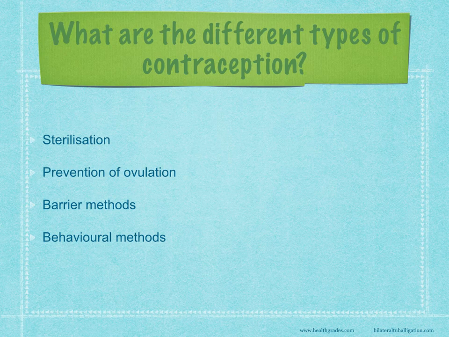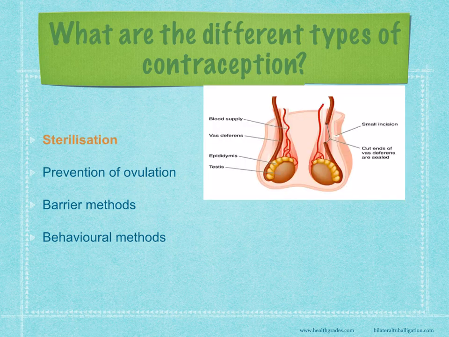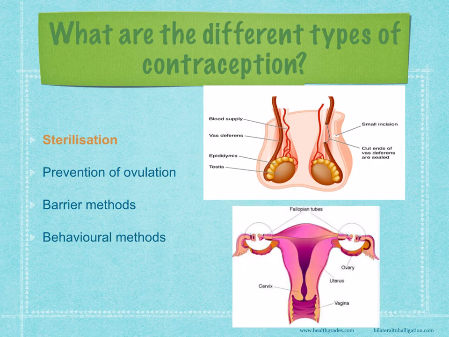You've got different types of contraception. You've got sterilization, prevention of ovulation, barrier methods, and behavioral methods. So sterilization is the cutting or tying of the vas deferens in males, as you can see here, and we call this vasectomy. So it prevents the sperm becoming part of the semen. Similarly, if you cut or tie the fallopian tubes, this will prevent the secondary oocytes reaching the uterus.